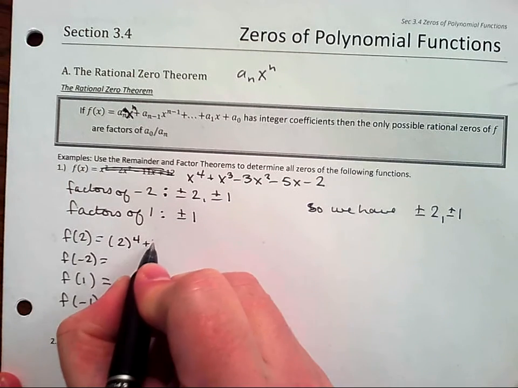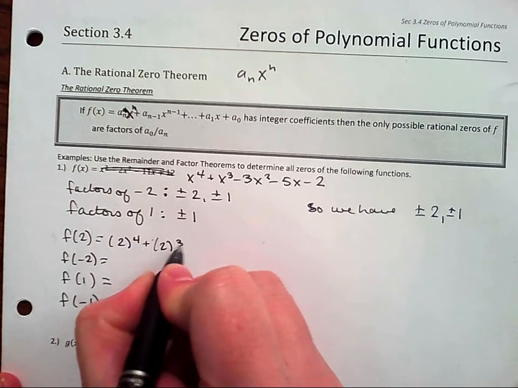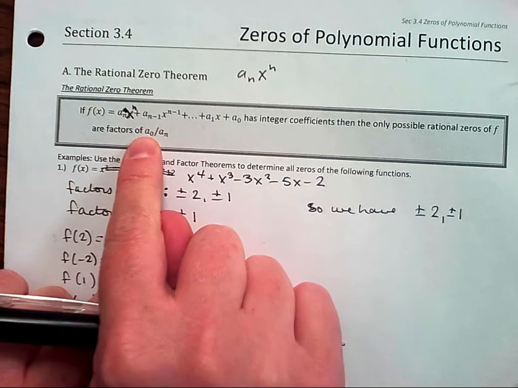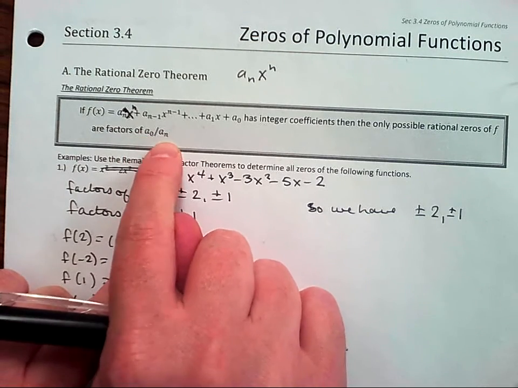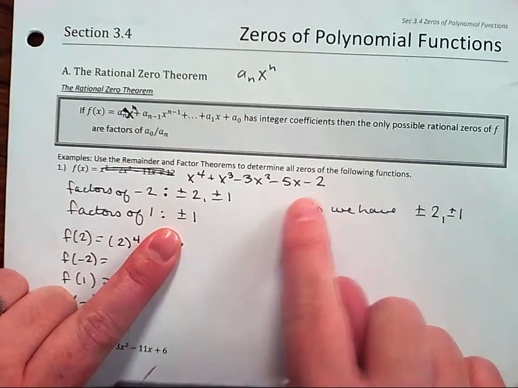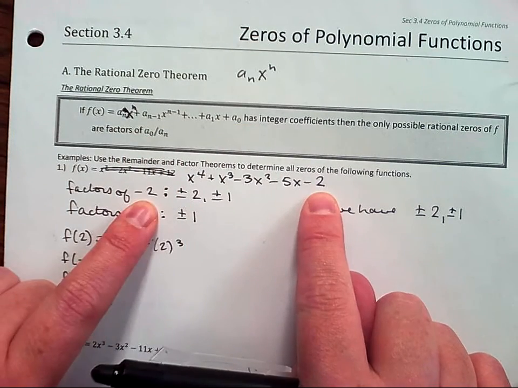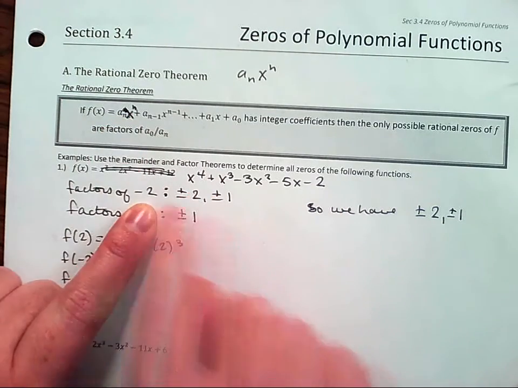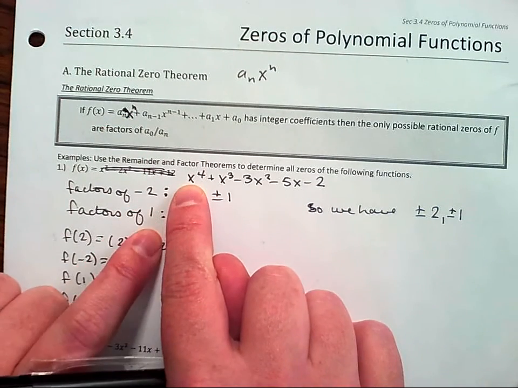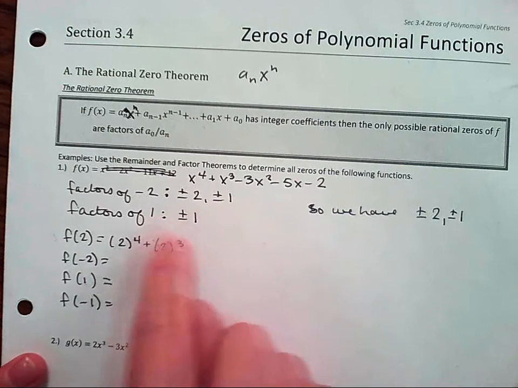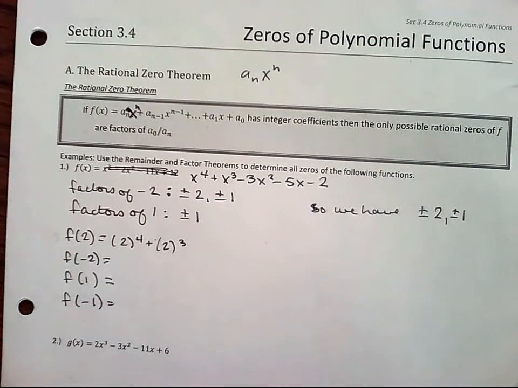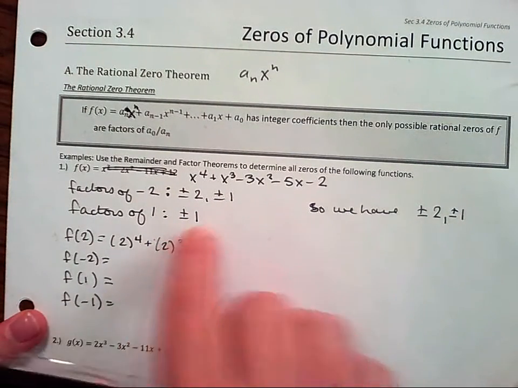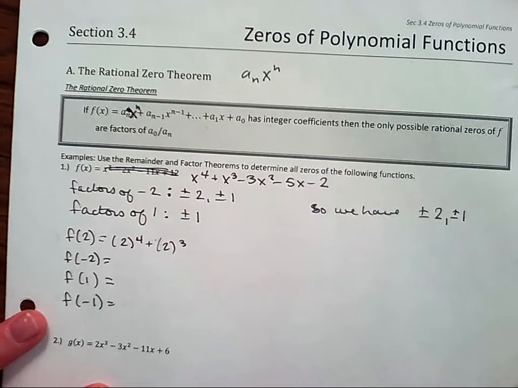Where'd I get the factors, where'd you put those in the first place? Okay, so I'm looking at factors of a naught over a sub n. A naught is the constant, it's the last number. So that's my 2, over factors of a sub n. A sub n is the lead coefficient, which in this case is next to x to the fourth, which is 1. So all of those factors, then I'm making them fractions, right? Factors of these over factors of these. Because the lead coefficient is 1, it just ends up being the same thing that I had.